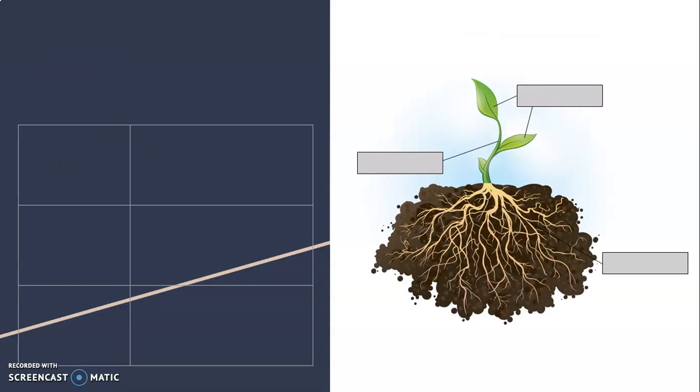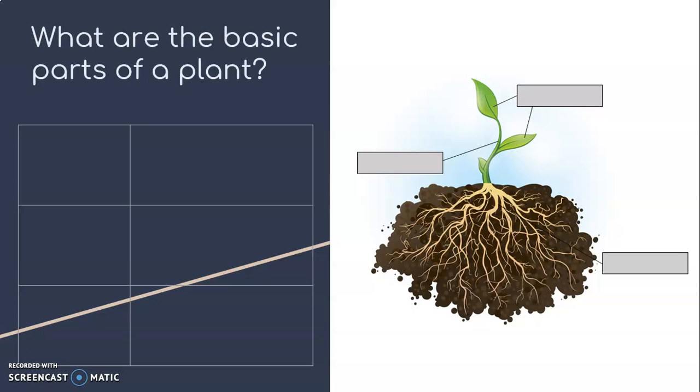So let's look at this plant before we even get into anything. You should be able to recognize some of the parts of the plant that you see on the right side of your screen. And you should be able to quickly figure out where the roots are. You should recognize what's a leaf. And then, of course, you should see a stem. So what are the basic parts of a plant?